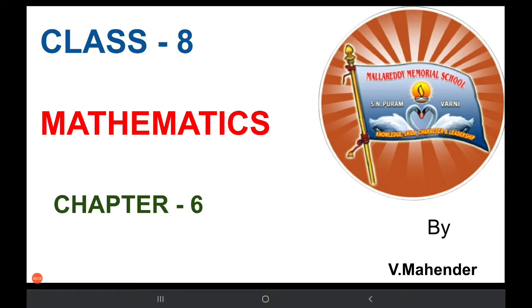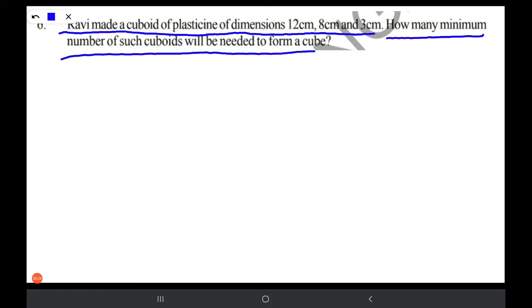In this video, we are going to solve exercise 6.4 problem number 6. Let us see the question. This is the question. Ravi made a cuboid of plasticine of dimensions 12 cm, 8 cm and 3 cm. How many minimum number of such cuboids will be needed to form a cube?